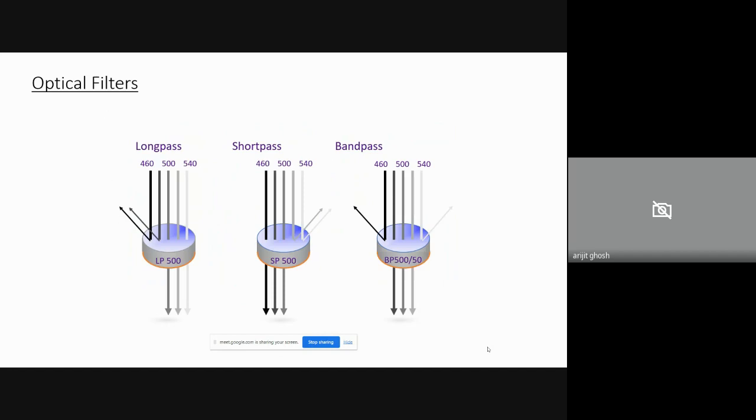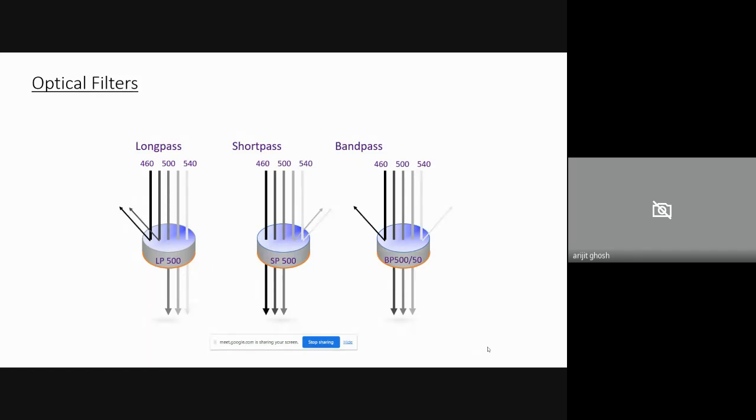Now let's know about the optical filters. Lasers, we have covered. Now let's discuss optical filters. So optical filters in a flow cytometer, which direct the emitted light to the photomultiplier tubes or the detectors, are mainly of three types: long pass, short pass, and band pass. Long pass filters basically allow light of greater than a particular wavelength. Suppose it is written LP 500, so it will allow only light of wavelengths greater than 500.